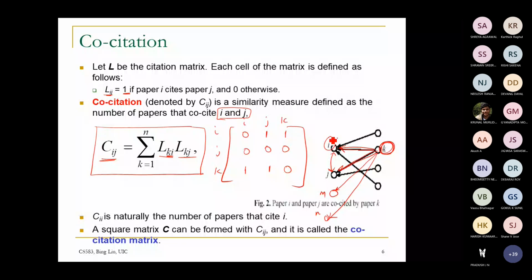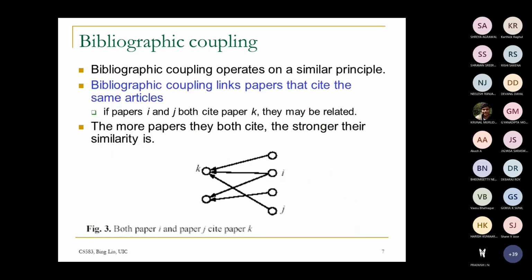So in the first round, these two papers will be considered. In the next round, these two papers will be considered, and this will continue till the n number of papers which are citing this particular K. So this is how co-citation coupling can be mathematically modeled. The next interesting part is bibliographic coupling.